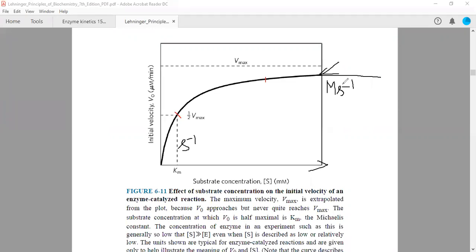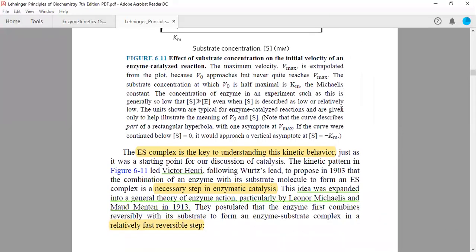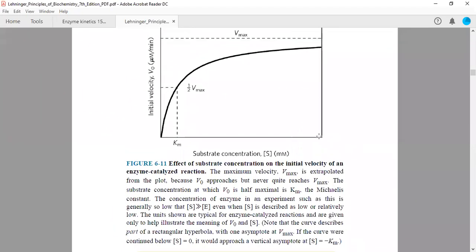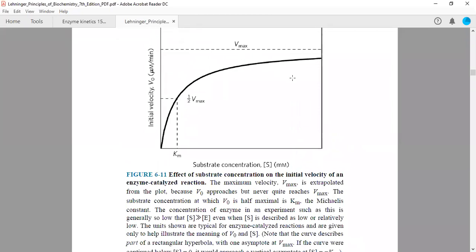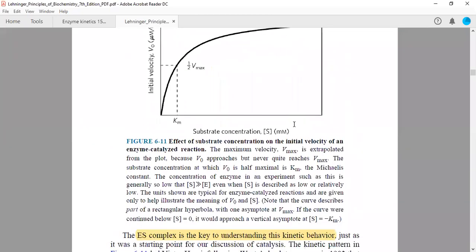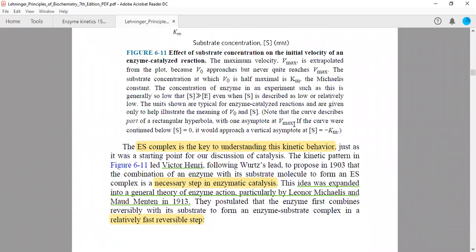Fine. Now, actually, I need to know this. Fine. So the enzyme substrate complex is the key to understanding this kinetic behavior. Actually, we are talking in terms of this curve, this hyperbola. So we need to understand how this is happening. To understand this, we need to understand the kinetic behavior of the enzyme substrate complex.